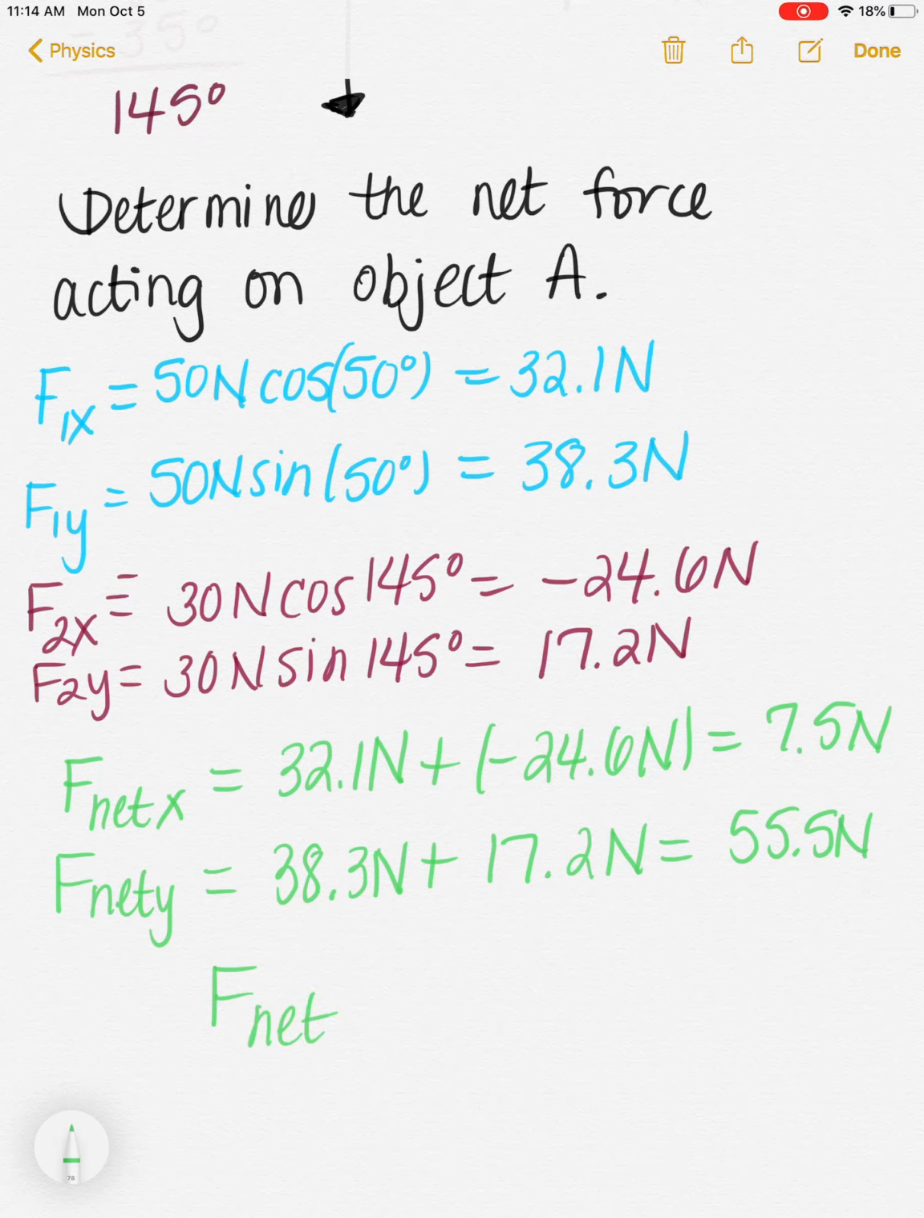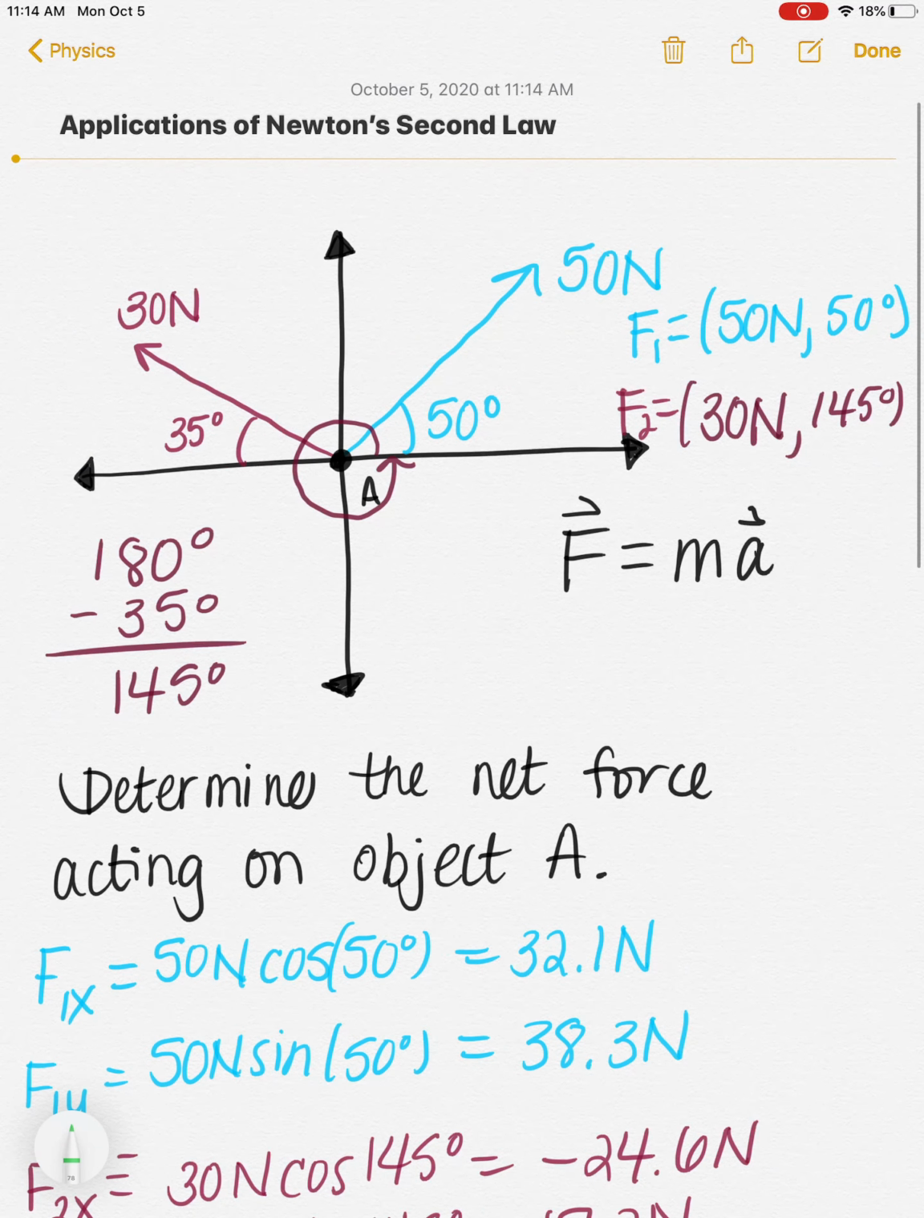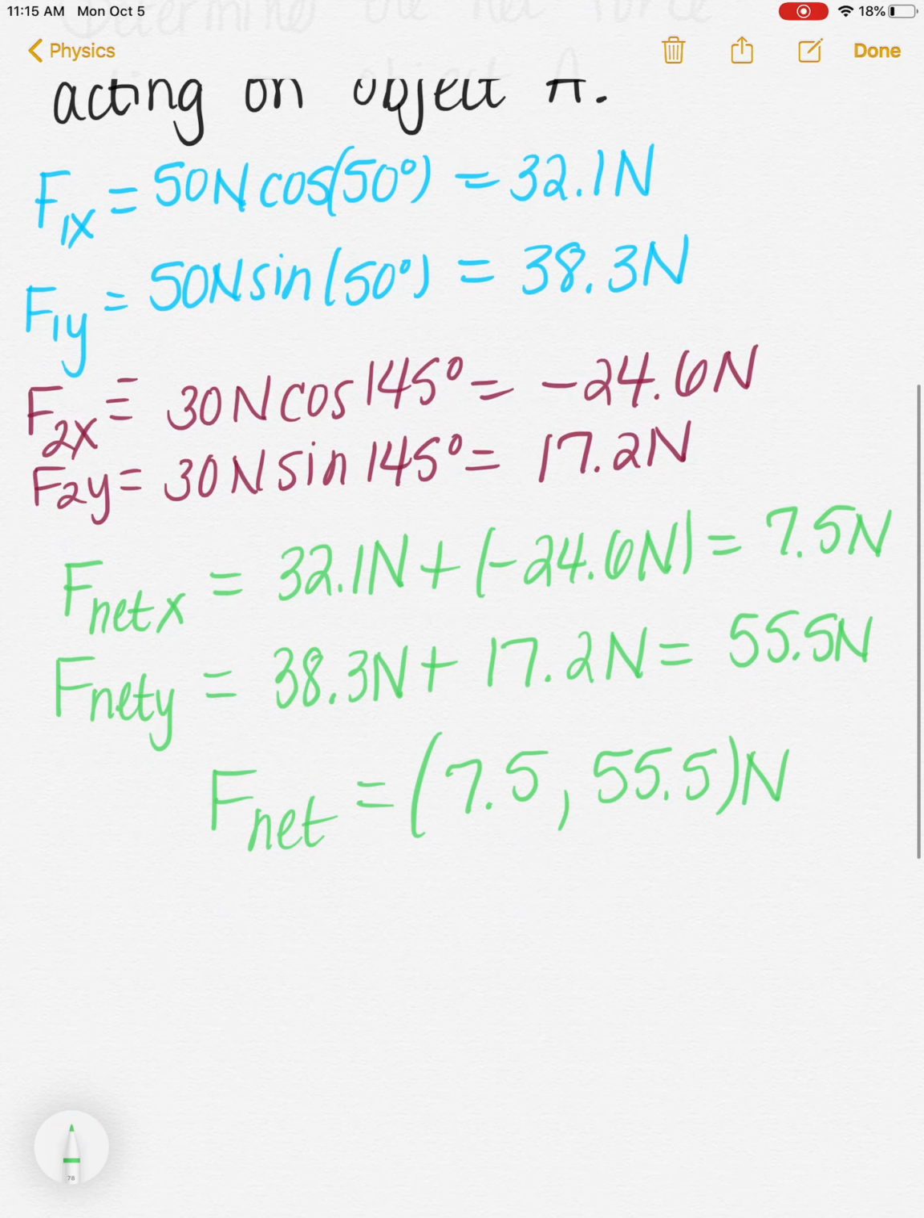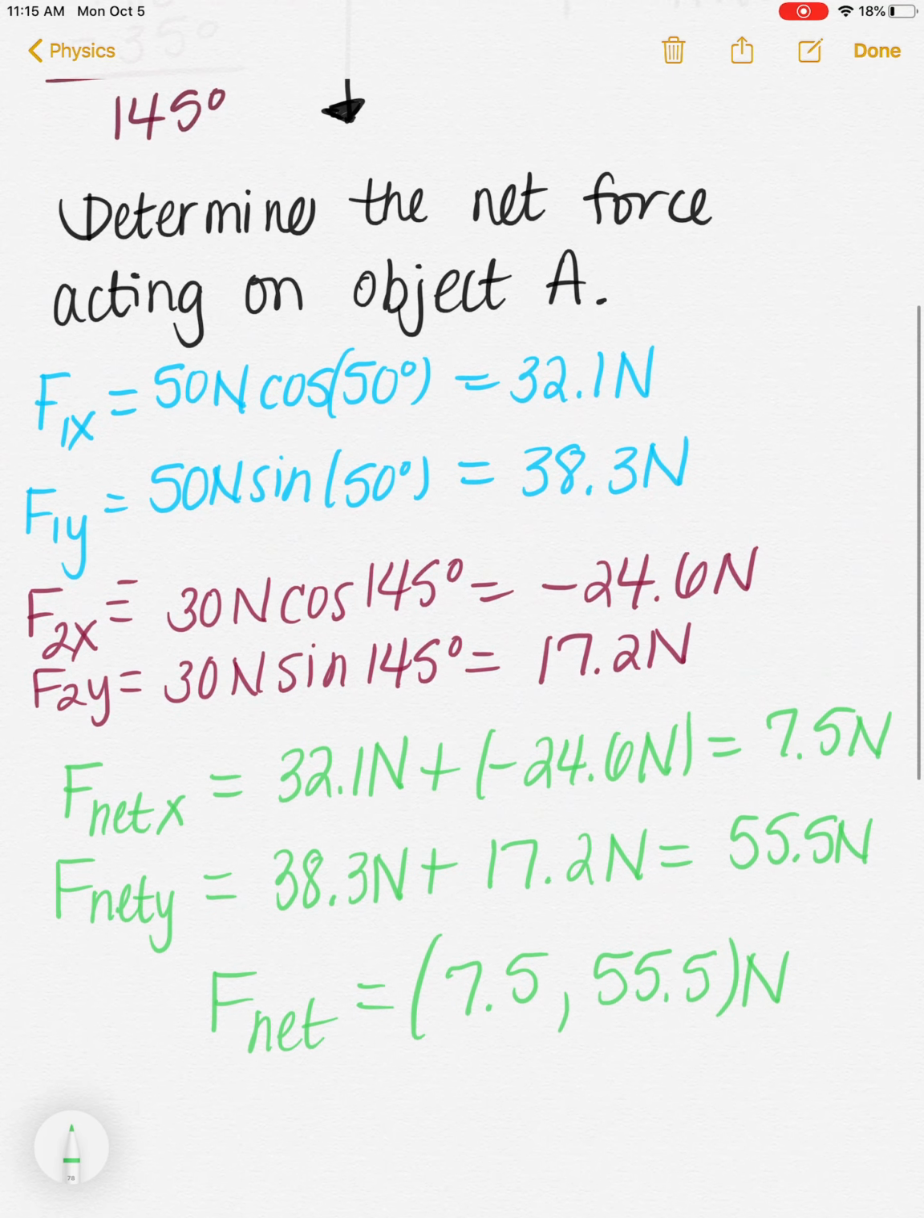So that means that my net force can be described using the Cartesian coordinates 7.5, 55.5 newtons, which should make sense that you get both a positive x and a positive y, because if you look here, both of these vectors are in the upward direction, and the 50 newton is slightly stronger than the 30 newton. So we're going to get a resultant that's something like that. So you have a positive 7.5 for the x component and then a positive 55.5 newtons.